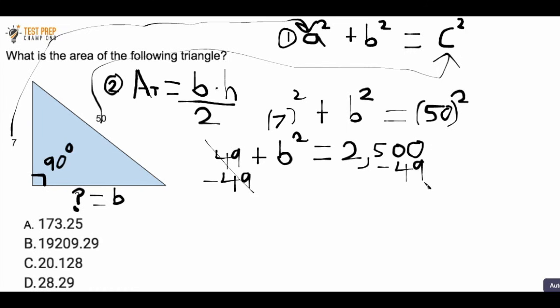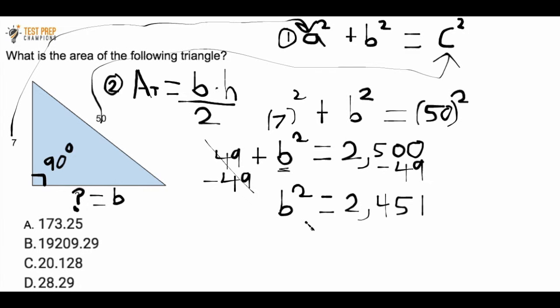All right, now why am I doing this? I'm doing this because I want to find b squared by itself. And if I figure out what b squared is, I can take the square root of both sides, and if I do that, I'm going to be able to figure out what the missing side of the triangle is. Why do I want to figure out what this missing side of the triangle is? Because then I can go up here and use the second formula, and that's going to give me the answer.